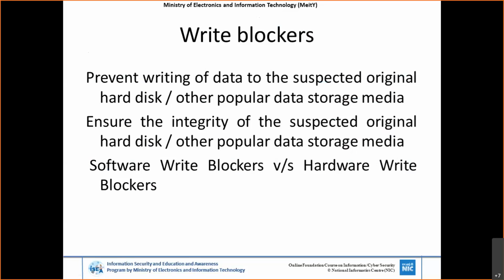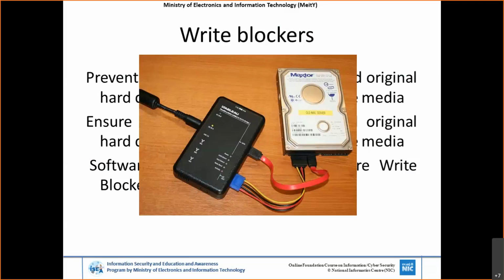There are two types: software write blockers and hardware write blockers. We recommend hardware write blockers. In most scenarios, hardware write blockers are very easily identified and available. With software write blockers, we have to ensure them properly. Hardware write blockers have different mechanisms for hard disk to hard disk copying, and they work very fast. This is an example of a write blocker, where this device is used as a write blocker to copy this hard disk.